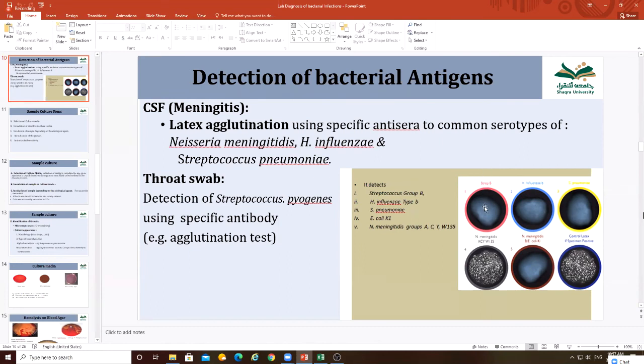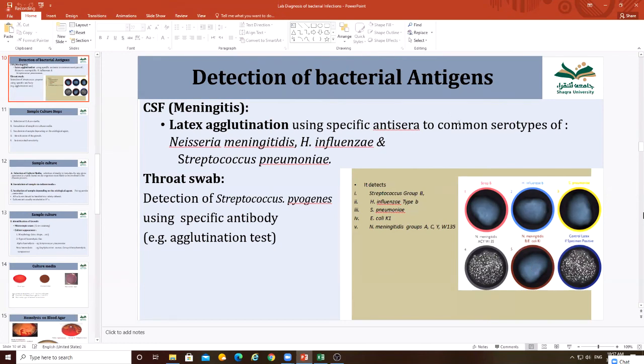That antibody we add in the well 1. In the second well, we are adding a specific antibody only to Haemophilus influenzae. The third well, we are putting a specific antibody only to the Streptococcus pneumoniae. Here antibody to Neisseria, here antibody to E. coli. So in all these different wells, different antibodies are there. And then we add a drop of CSF of the patient in each of them.